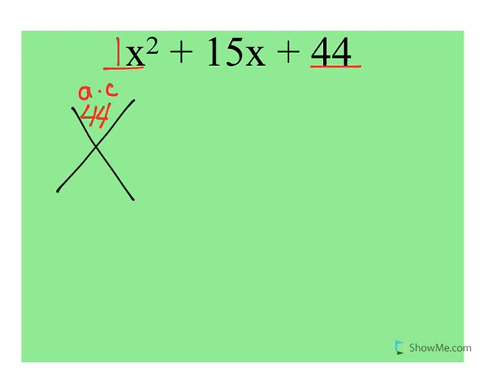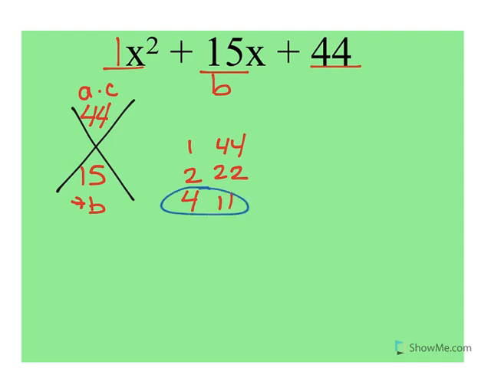So I need two numbers that multiply to 44. The same two numbers must add to b, which is 15. So two numbers that multiply to 44. Well, 1 times 44, 2 times 22, and 4 times 11. Can you think of a pair that would add to 15? I'm hoping you saw that 4 plus 11 is 15, and 4 times 11 is 44. So our answer is simply x plus 4 times x plus 11.